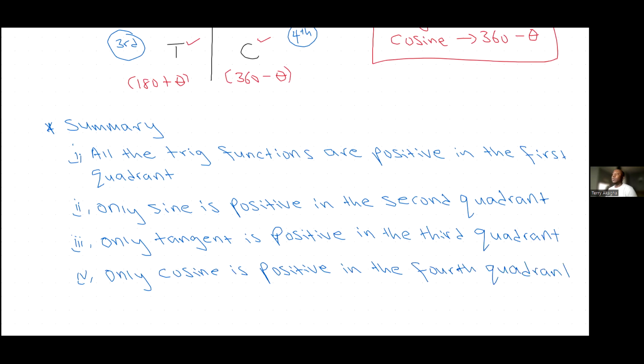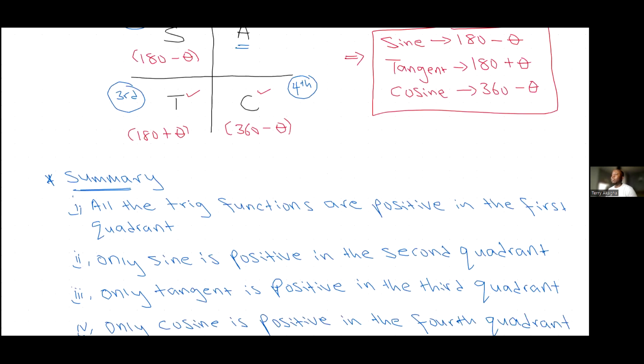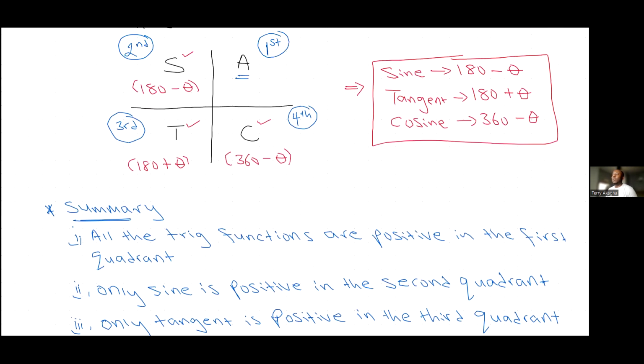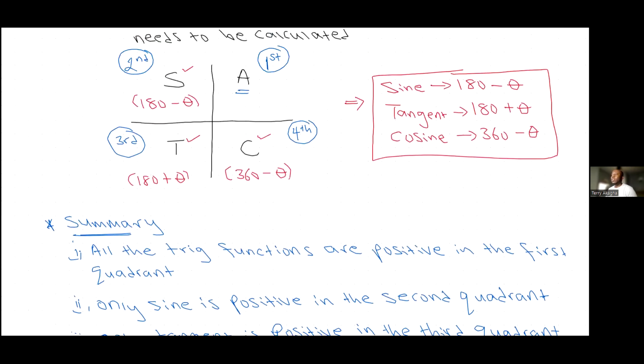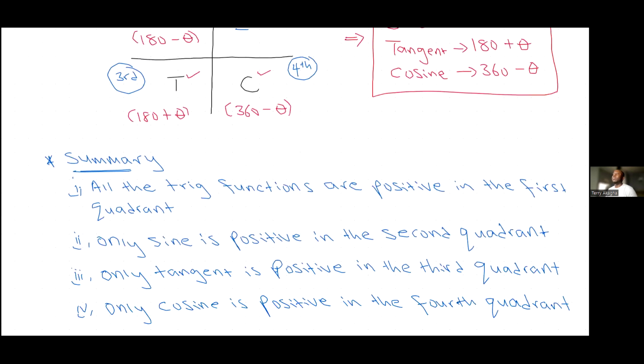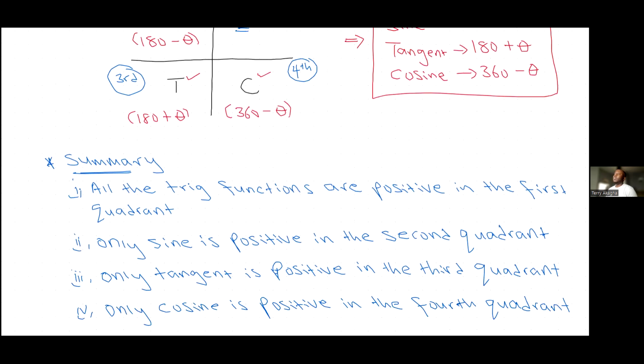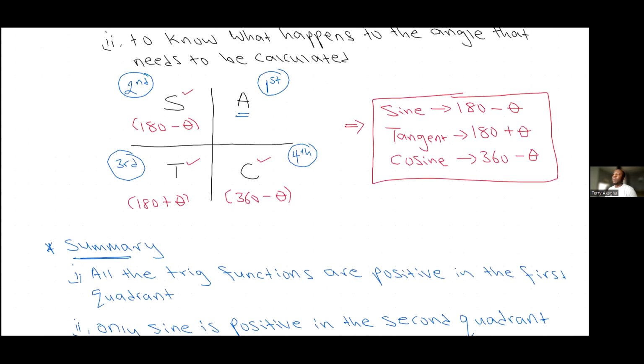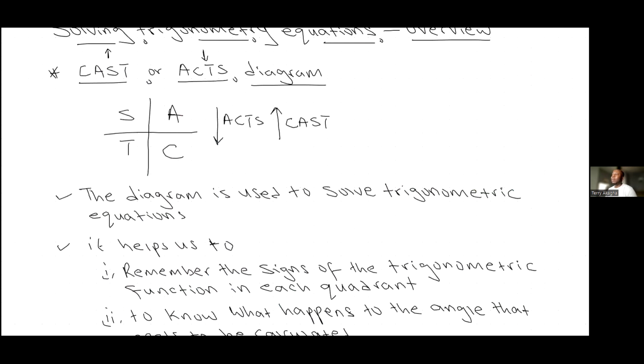Okay, so in summary, what we are trying to say here is that in the first quadrant, all are positive. In the second quadrant, only the sine is positive. In the third, only tangent is positive. And the fourth, only cosine is positive. So basically, this is all we're going to talk about for the cast diagram in this video.